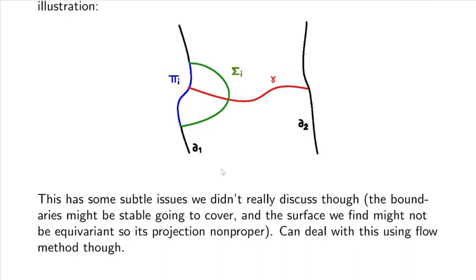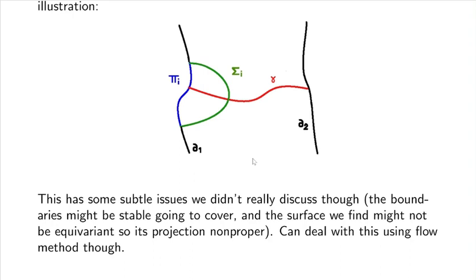Now, this had some issues, actually. Some subtle issues. So the limit you get, it's not necessarily clear that it's equivariant, for instance. So how do you know that you're going to project it down and actually get an embedded self-shrinker, even something that's proper, right? You could project it down to something that's very, very complicated.